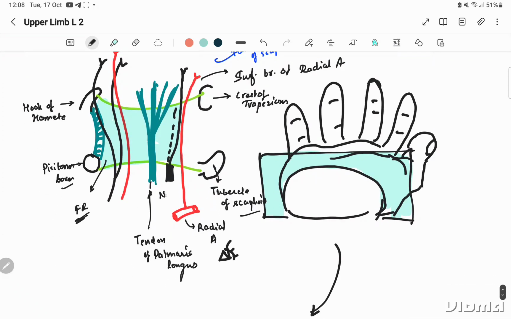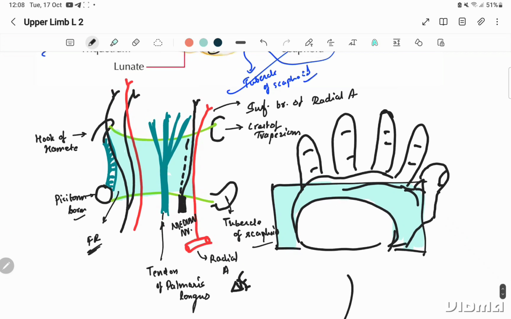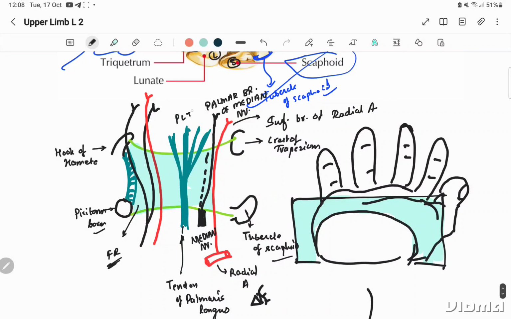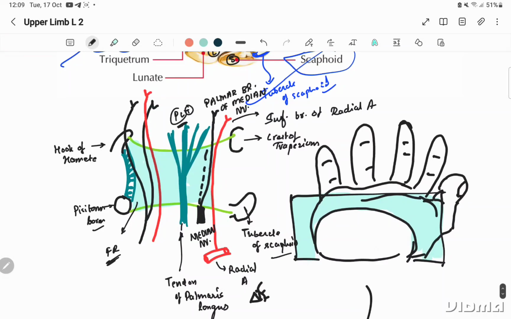We have a nerve here. This is the median nerve. The median nerve divides into 2 parts. The deep part goes there, and this one is the palmar branch that is coming over the flexor retinaculum. Palmar branch of median nerve. This is the palmaris longus tendon, which passes superficially to the flexor retinaculum.